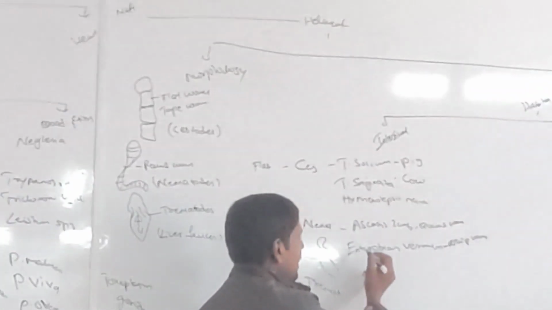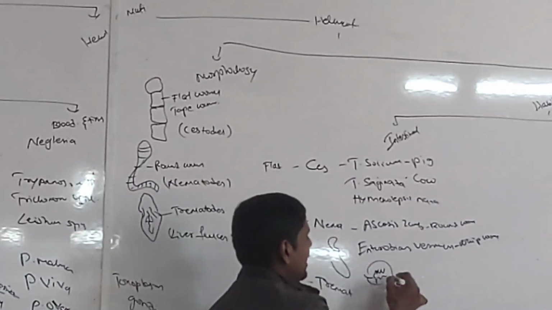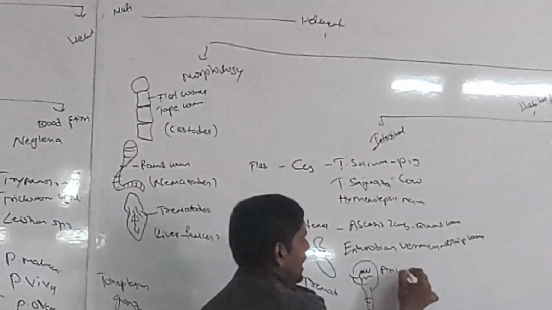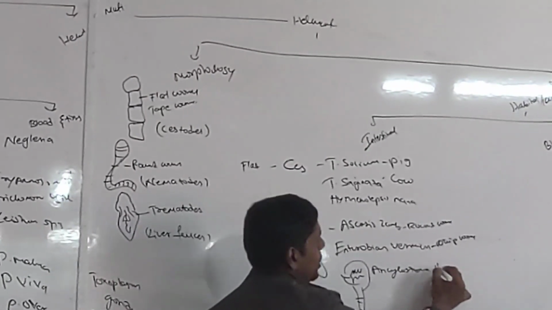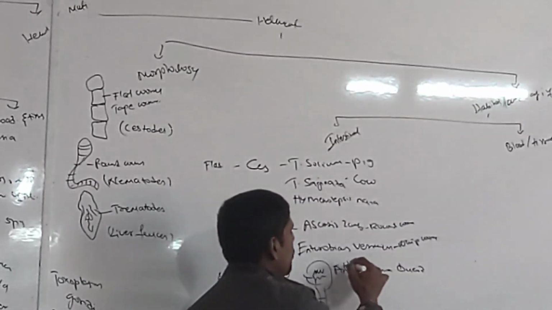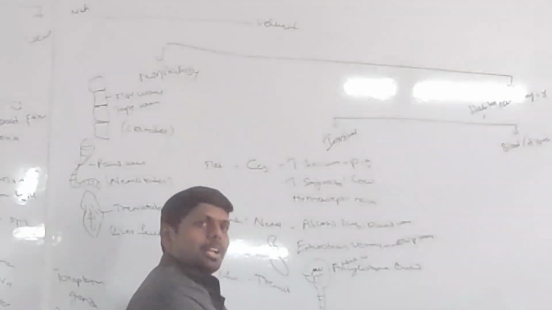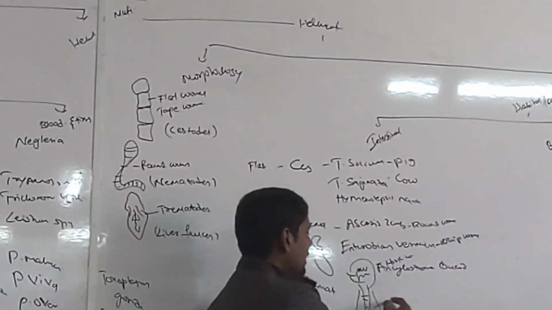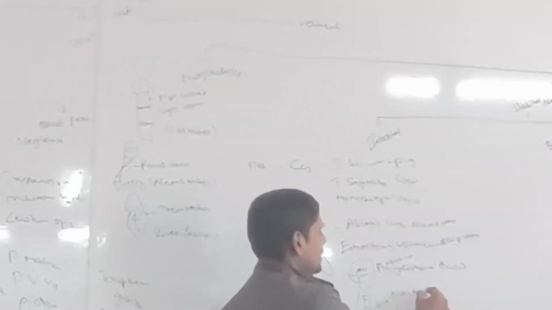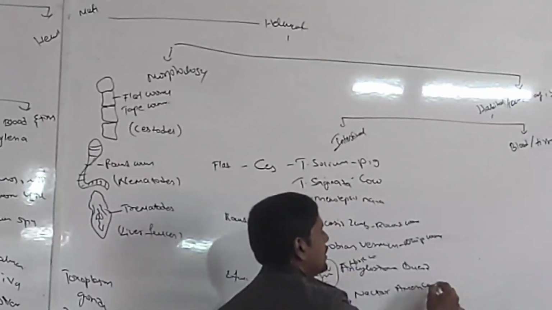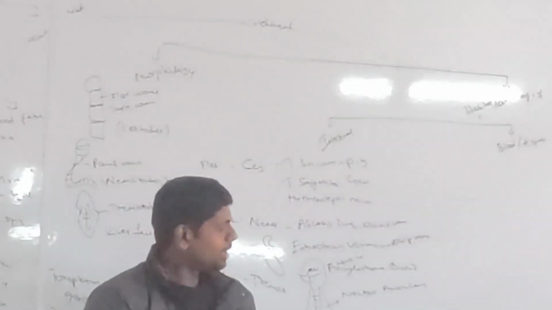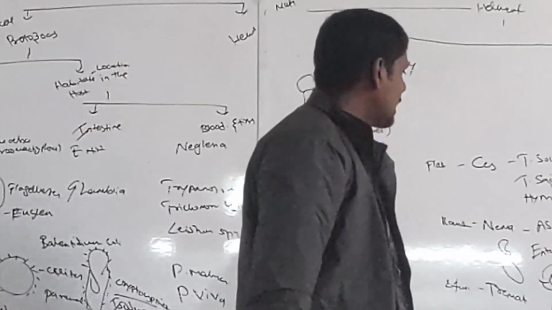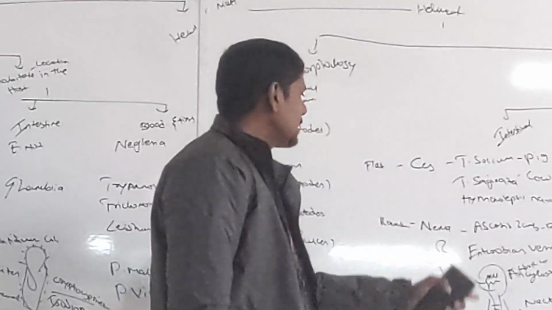Hookworm. This is Ancylostoma duodenale. It has hooks on the body. Ancylostoma duodenale is called hookworm. Ancylostoma duodenale has a sister, okay? He's a brother and he has a sister. That is called Necator americanus. So, examples of hookworms are Ancylostoma duodenale and Necator americanus.